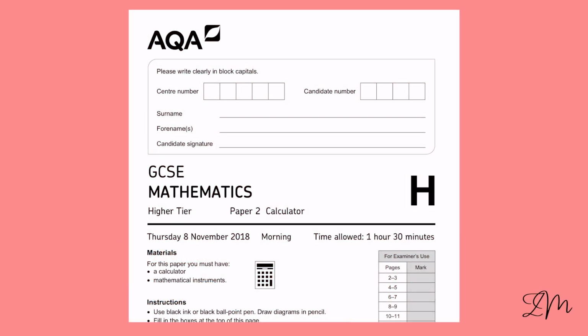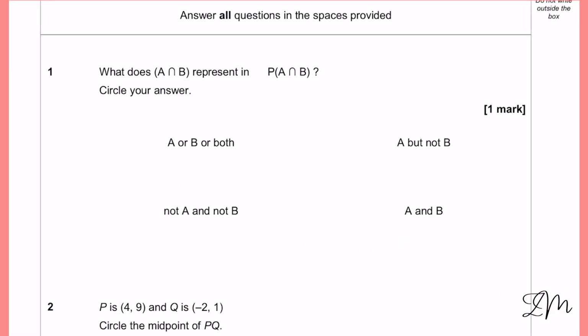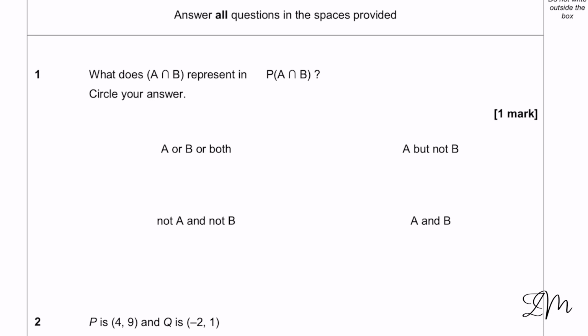So we're going to look at GCSE Maths Paper 2, the calculator paper. Let's go have a look at the first question. Now we've got the probability of A and B. This sign here represents "and", that's intersection. A way to remember it: you put a line through "and" and you get an A.